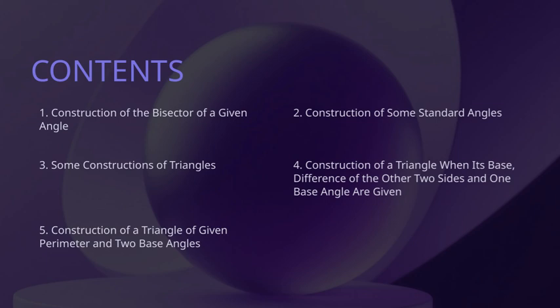Here, the focus is on understanding how to accurately construct common angles, which are fundamental in geometry. These constructions are essential because they help us build more complex shapes and solve various problems with precision. Next, we'll look at how to construct a triangle when we know its perimeter and two of its base angles.